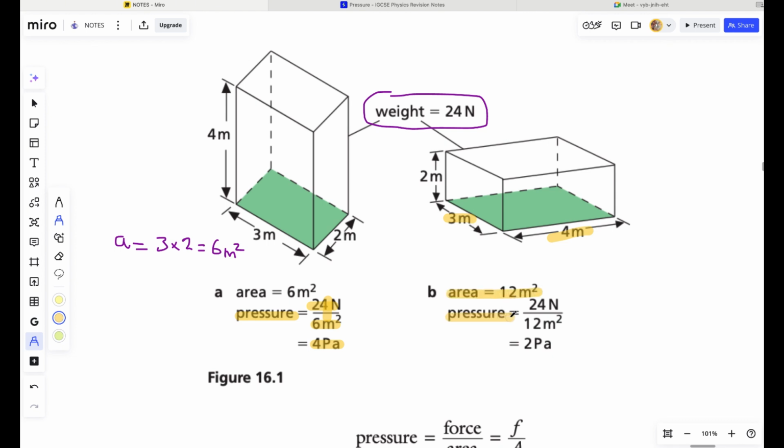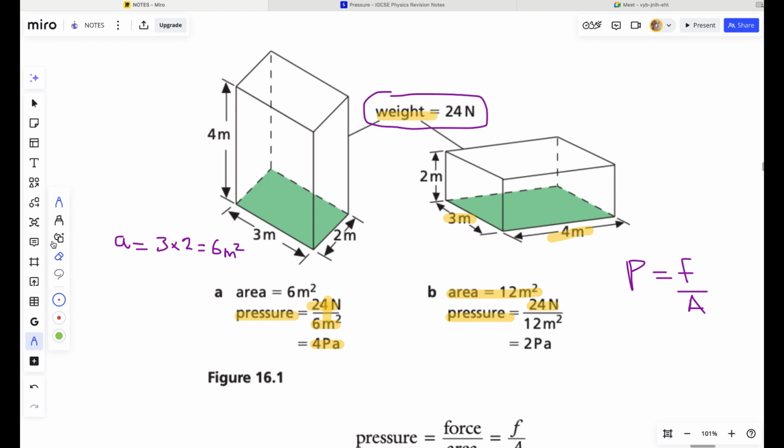Now the pressure will be the 24, which is the weight of the object. You know, pressure is force over area. Pressure is always what? Pressure is force over area, or weight over area. So in that sense, we say the weight is 24, which is given to us here. Both of them have the same weight. We say 24 divided by the area of this face that is touching the ground. When you divide by 12, you get 2 Pascal.